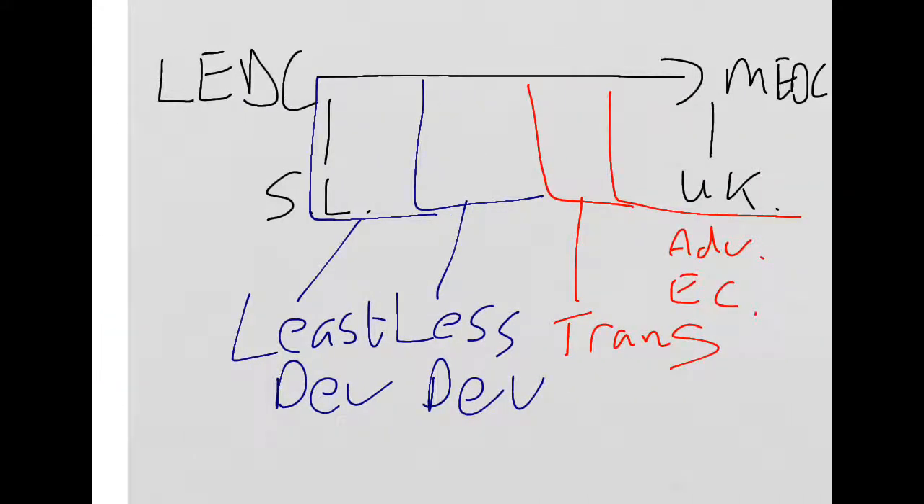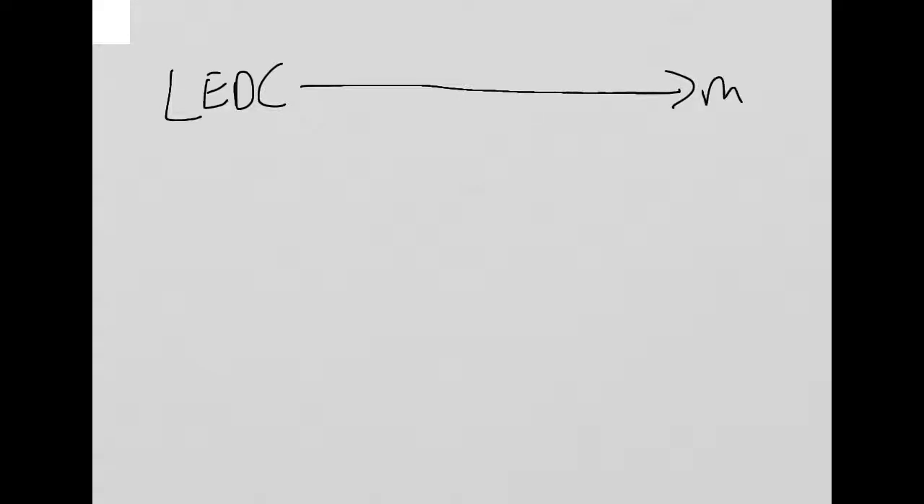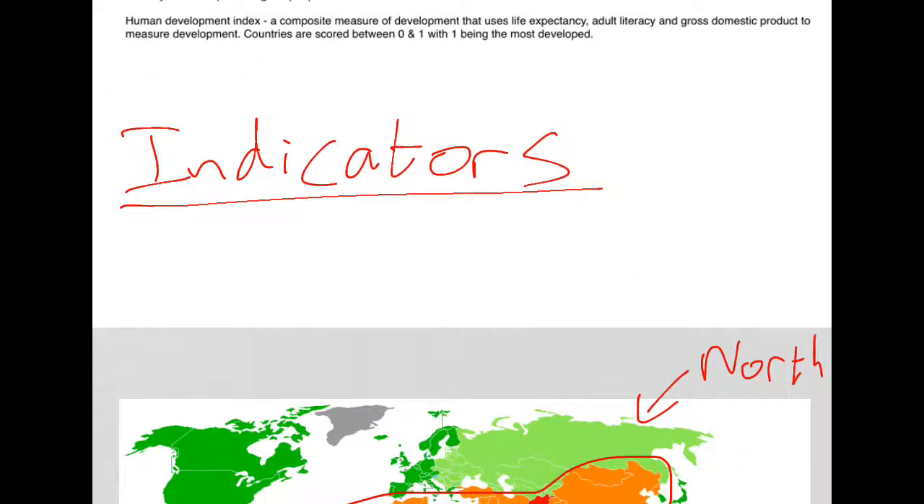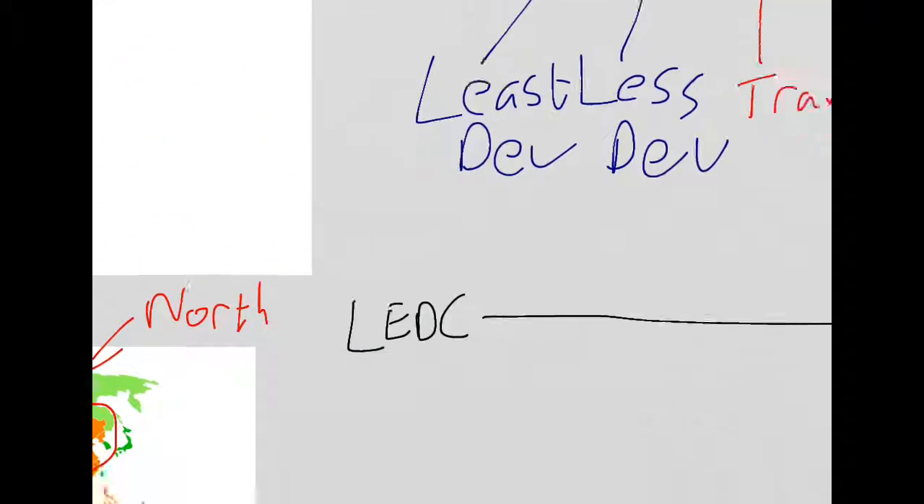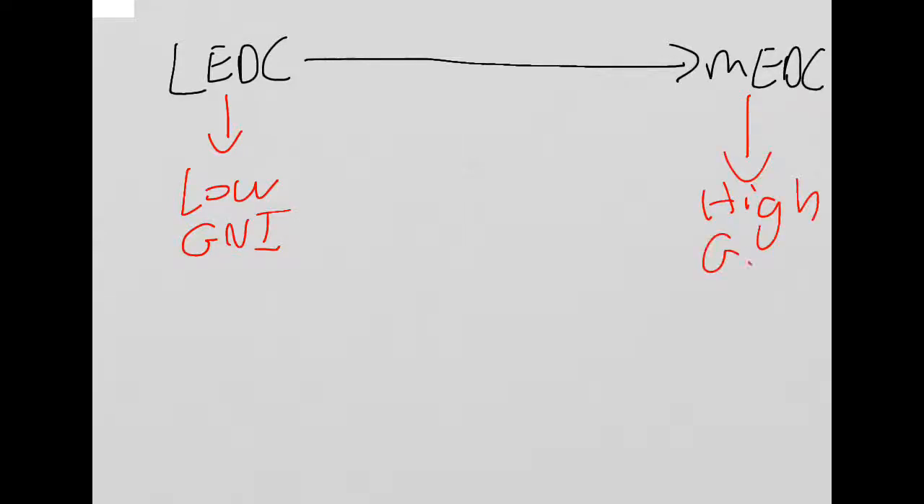If we come back to our example diagram, I'll maybe actually draw another one down here. So we've got our poorest LEDC, and then this transition line right up to the richest MEDC. If we think about gross national income as an indicator, well then low levels of gross national income will be experienced by the LEDCs, and then high levels of gross national income by the richest MEDCs, and we've got that continuum that exists along that line.